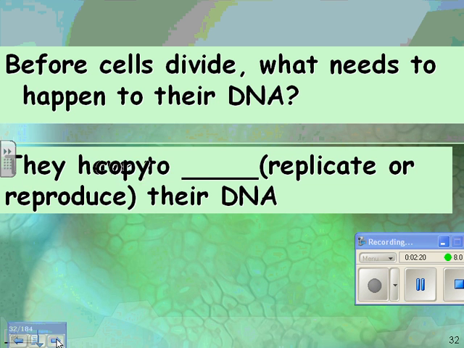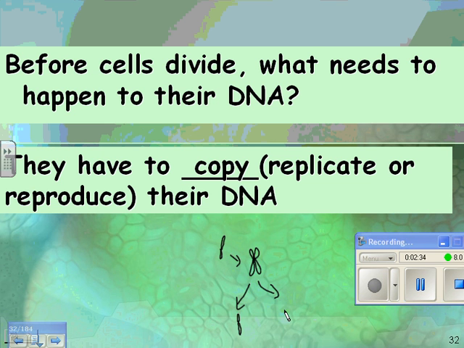So the cells have to copy or replicate or reproduce their DNA. So if this is your chromosome, you've got to double it so that when you do mitosis, you're going to separate that out and end up with two chromosomes. So you've got one chromosome, there's one chromosome but it's duplicated, and then you do mitosis here where you're separating those out into different cells.